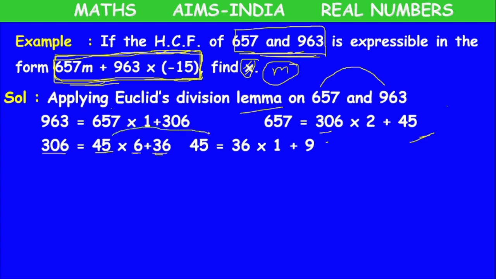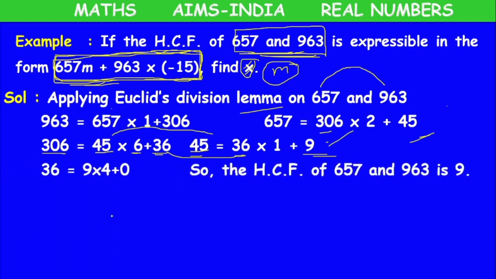Next, 45 will come here, 36 will come here. Again, 36 ones are 36, remainder will be 9. Still we have not got 0, still we have to continue. 36 will come here, 9 will become the divisor. 9 fours are 36. Remainder we are getting 0.